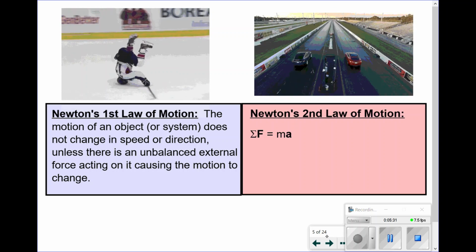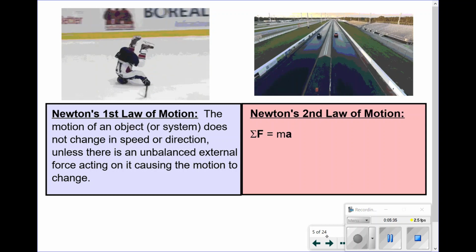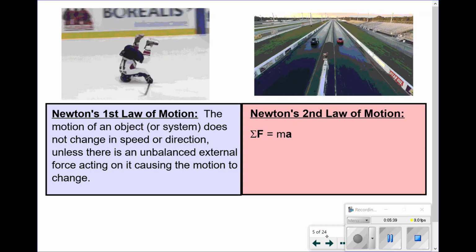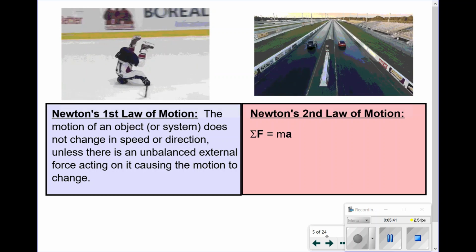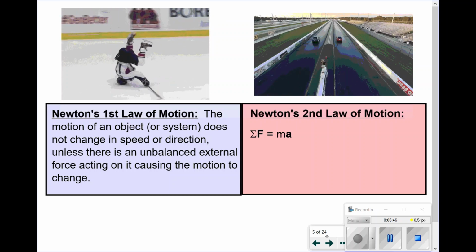If we take a look at Newton's first law of motion, it states that an object in motion or a system in motion keeps that motion constant. There is no change in speed or direction unless there is a net external unbalanced force acting on them.